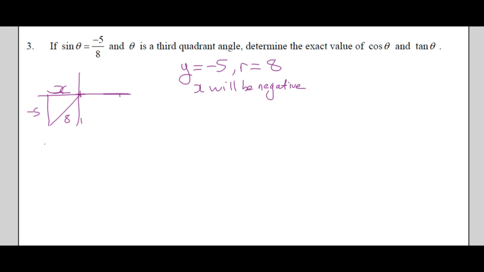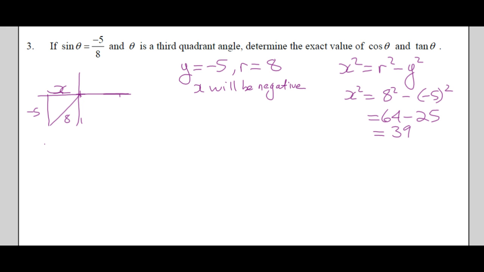So if we take x squared plus y squared is equal to r squared and just rearrange it, we get x squared is r squared minus y squared. In this case, I'm going to leave that as x squared. This will be 8 squared minus negative 5 quantity squared, which will be 64 minus 25, which is 39. So x is equal to plus or minus root 39. So for us, x is equal to negative root 39.